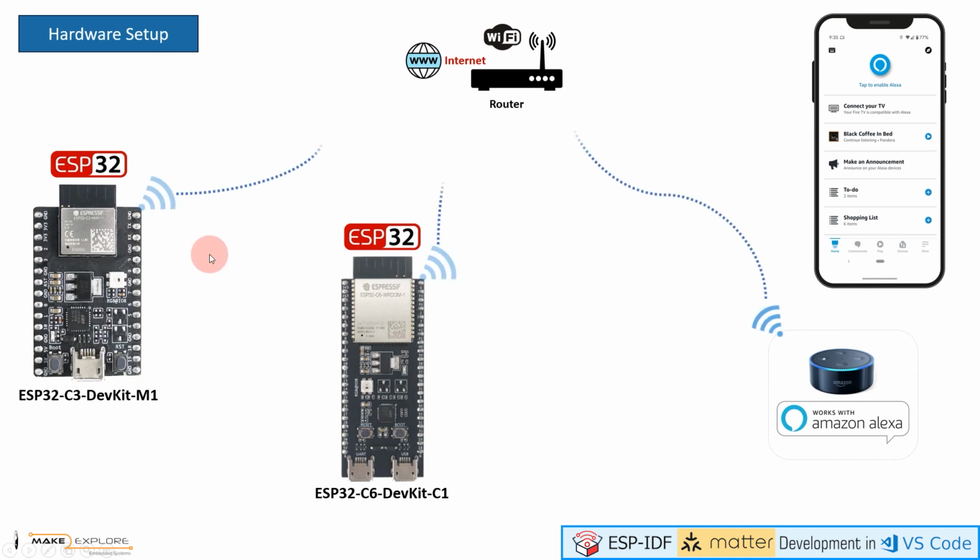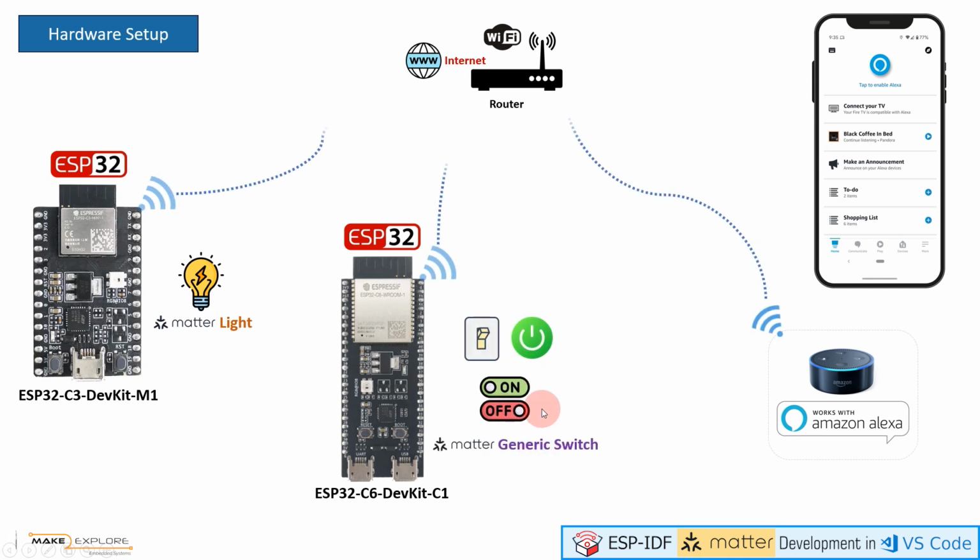Okay, so as shown in this hardware setup, for this experiment, we need two ESP32 boards. We will use ESP32-C3 and C6. On C3, we will program the Matter light sample, and on C6, we will add our generic switch sample. We will use this generic switch device to control the light application. For that, we will utilize the built-in boot button of the C6 development kit. Using that button, we will be able to control the status of the Matter light. That means we can turn it on and off.